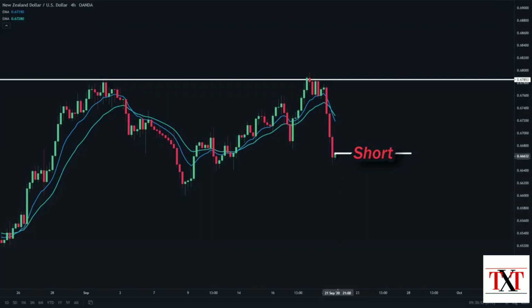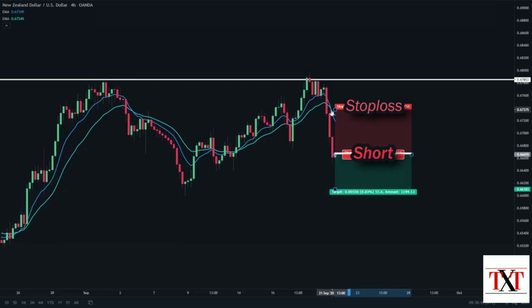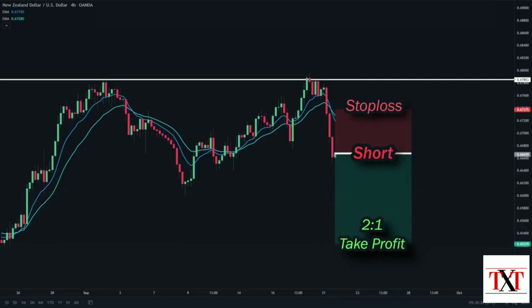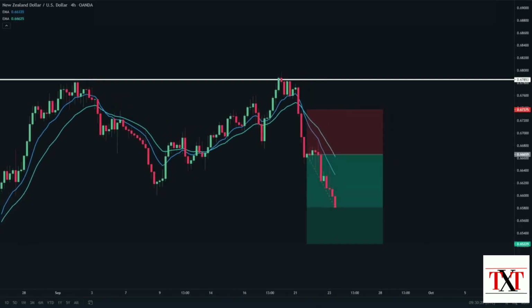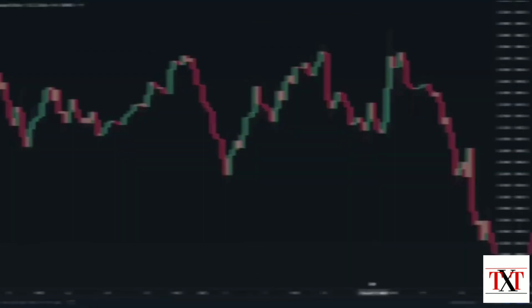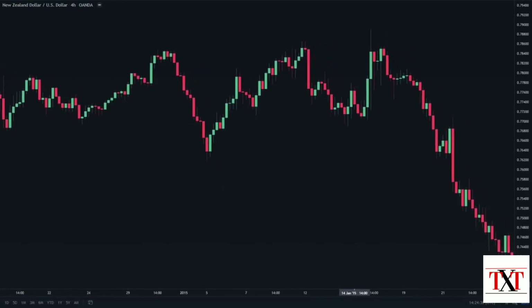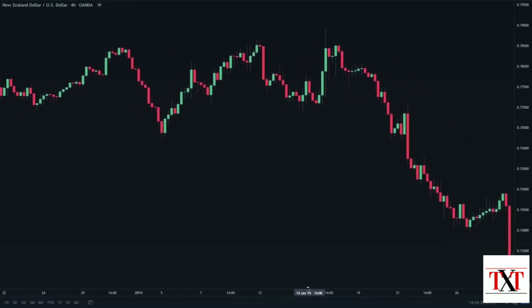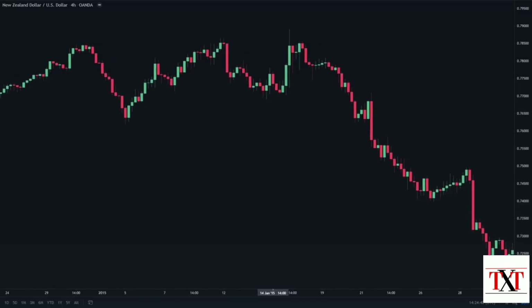Now, for your exit strategy, you can place your stop loss right where the EMA crosses over and set your profit target at a 2-to-1 risk ratio. And as you can see, this ends up being another profitable trade. So those are all the different strategies that you can use to spot reversals using the day trader technique.